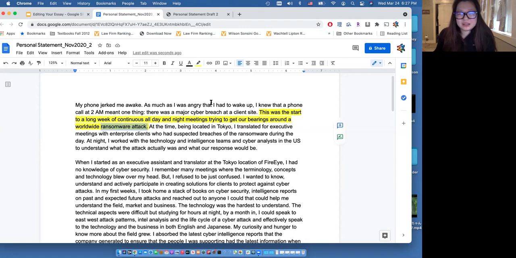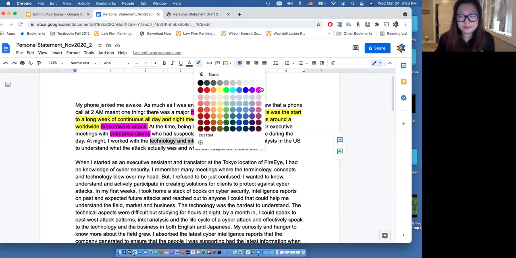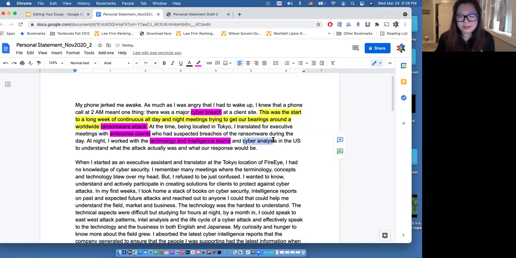This really is kind of jargon almost. Ransomware attack. What does that mean? Who does that affect? What is a cyber breach, right? Enterprise clients. Those are jargon words that I was really used to in the industry that I was in. Technology and intelligence teams, cyber analysts.